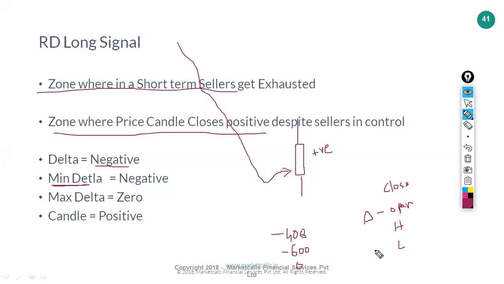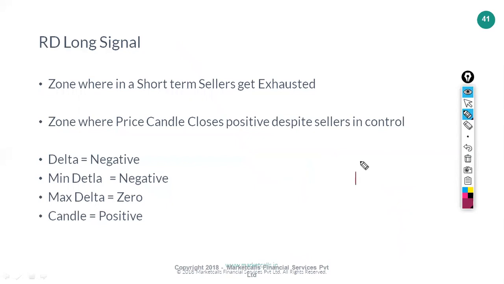For example, let's say price is moving up and down in a 5-minute candle like this. At the same time, the delta calculation also starts. It always starts at zero. The opening of the delta for any candle is always zero. As the buyers start controlling, the delta keeps moving positive, and when sellers step in, the delta goes down. Again buyers are in control, sellers try to push down, and lately buyers step up and up and up. So delta will have some values.